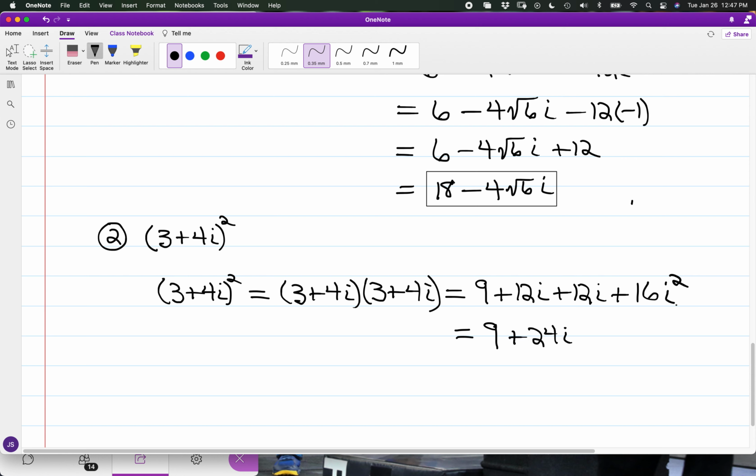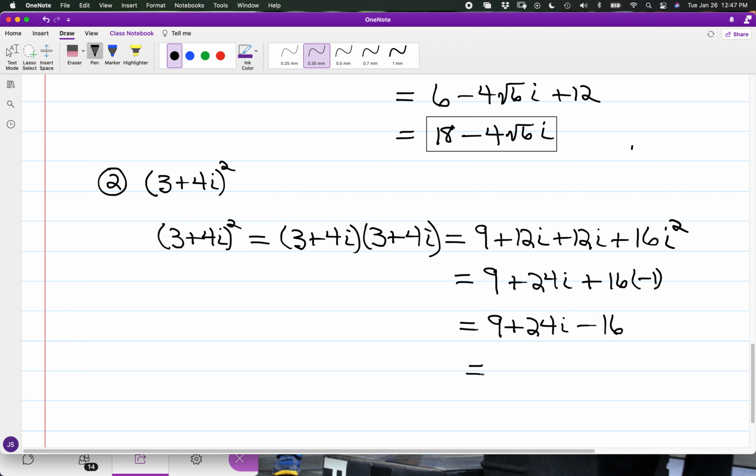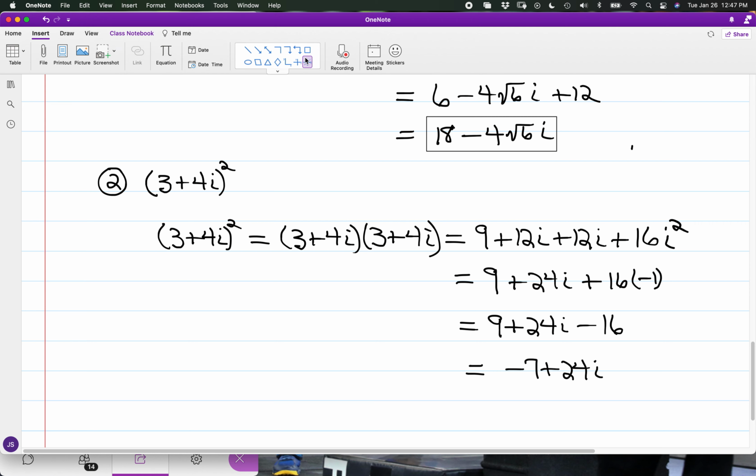And again, I want to undo the presence of any raised powers in i. And again, i squared goes to negative 1. So just bring down the 9 and the 24i. We have 16i squared translates to negative 16. Combining like terms, 9 minus 16 is negative 7, plus 24i. And this will be the resulting standard format for what we have in the results.